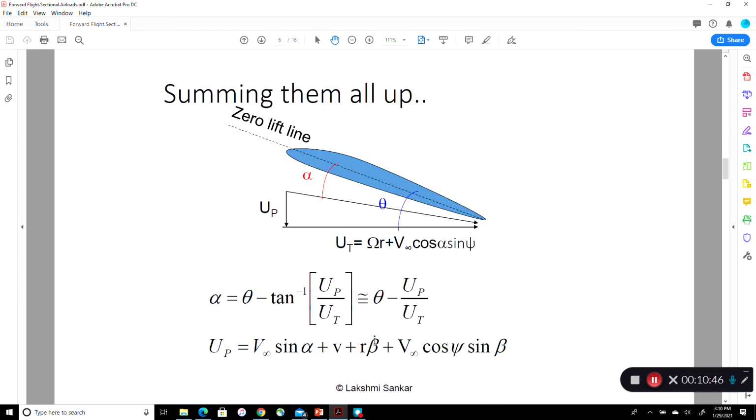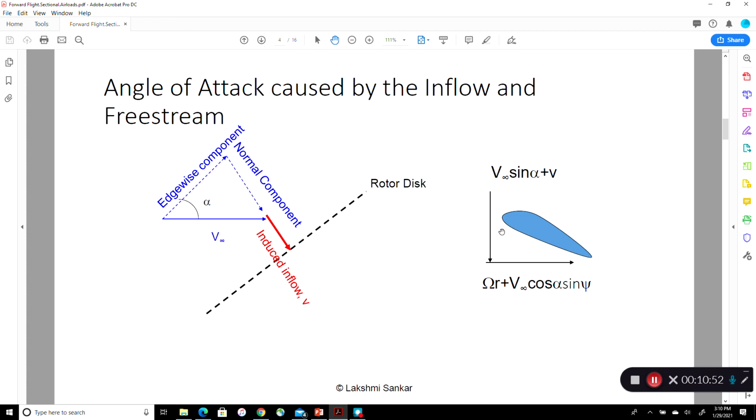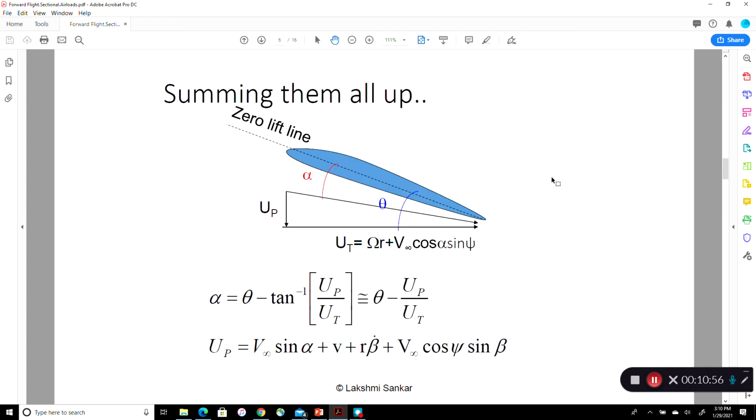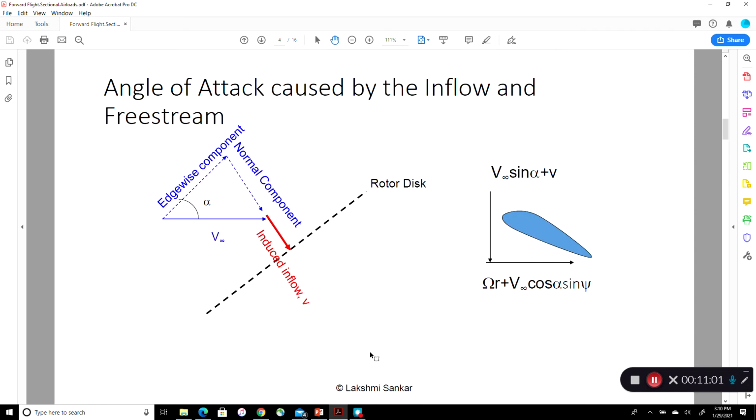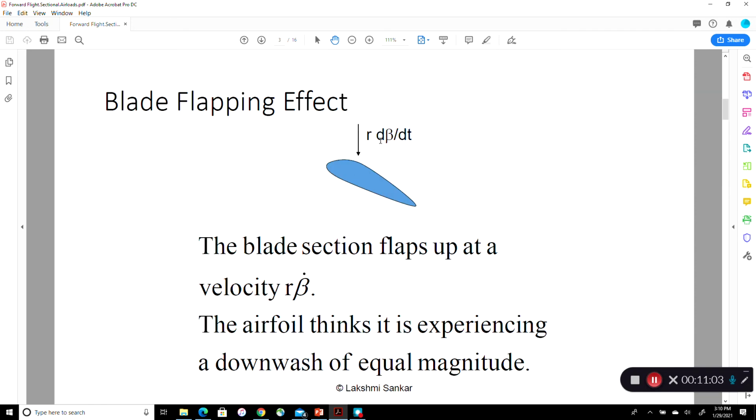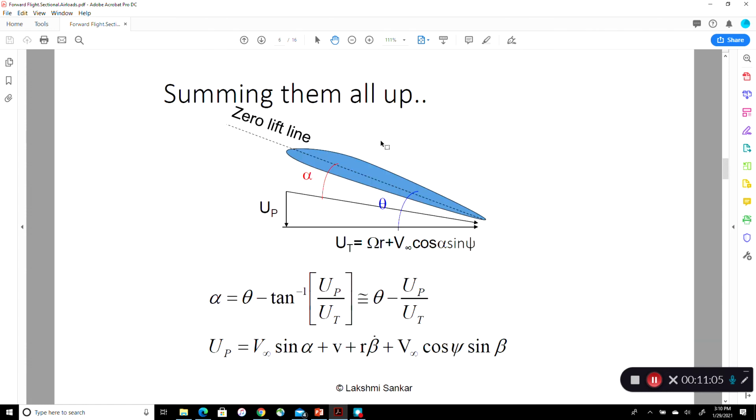So adding them all together, we get the free stream component of velocity, which we saw here, plus the induced velocity v. That's the second term. The third term is a flapping dynamics term, r beta dot, downwash. The last term is the unhedral term. So all of them are written as a downwash component.